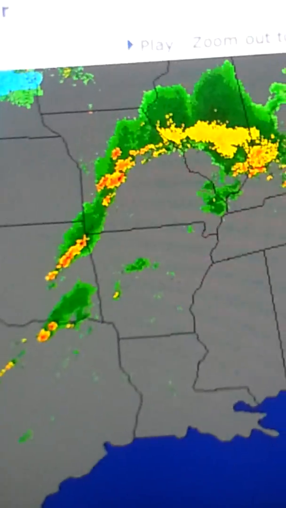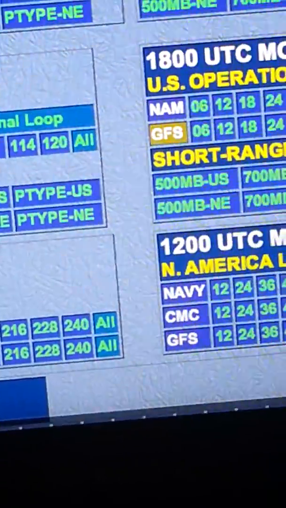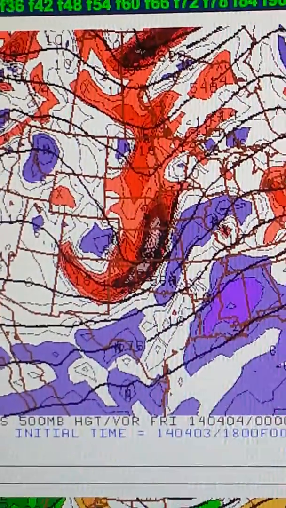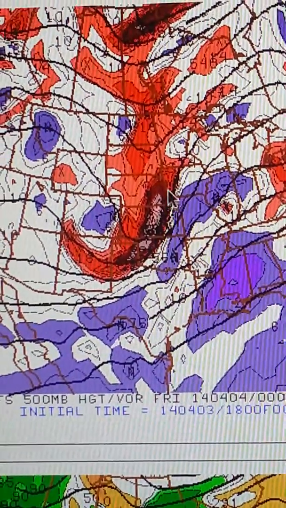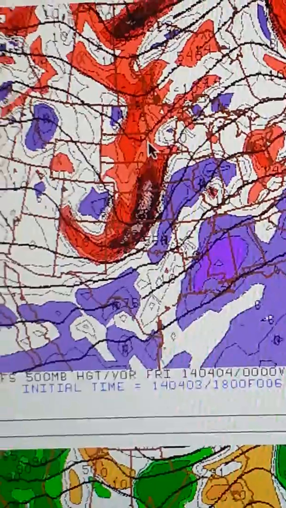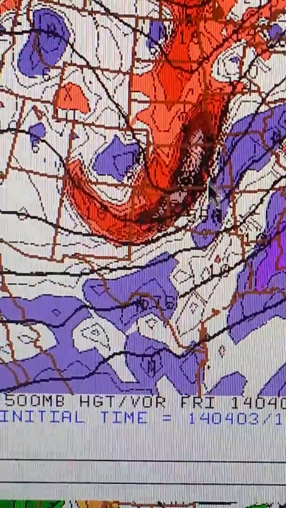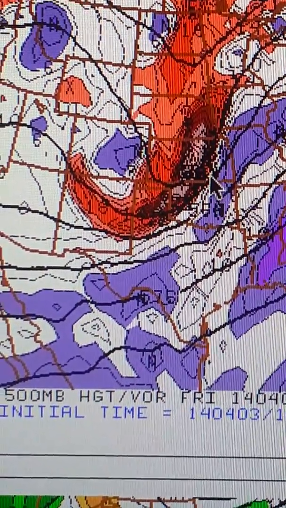Alright, let's take a look at dynamics now. Well, first we'll take a look at the setup. We'll actually show you the disturbance. Alright, so we're looking at the American model now. Phone's not focusing here. There we go. So look at this trough. You see this here? This is the trough moving through that is creating your threat for severe weather today. To take a look at how potent this trough is, this is just a really strong shortwave, really strong.